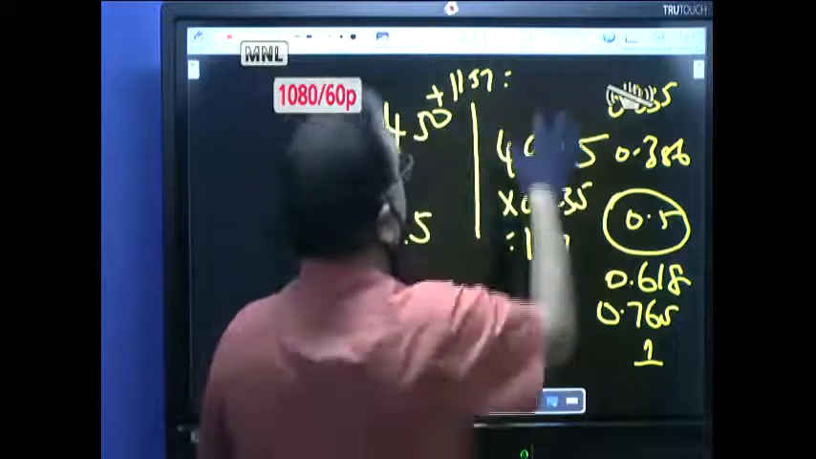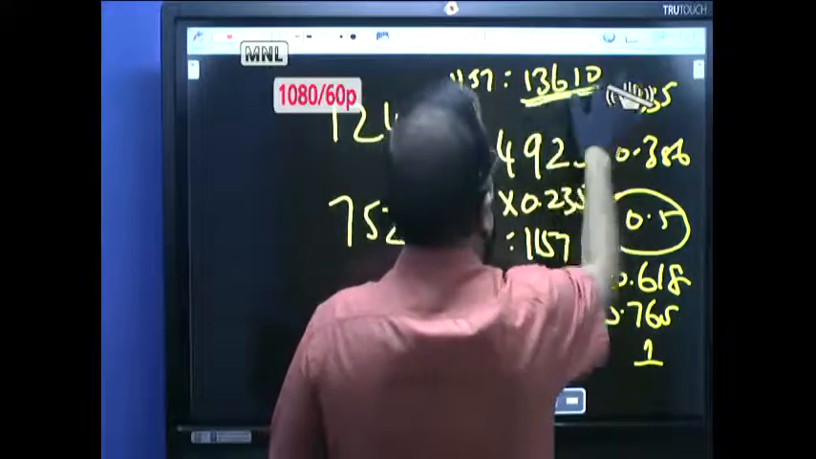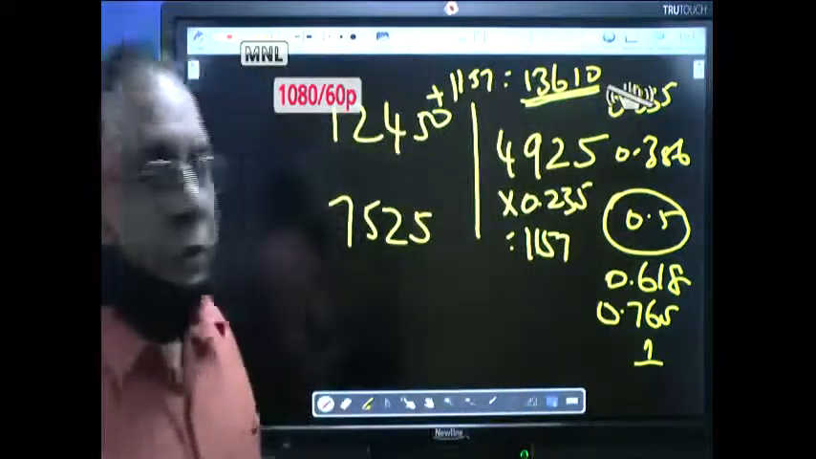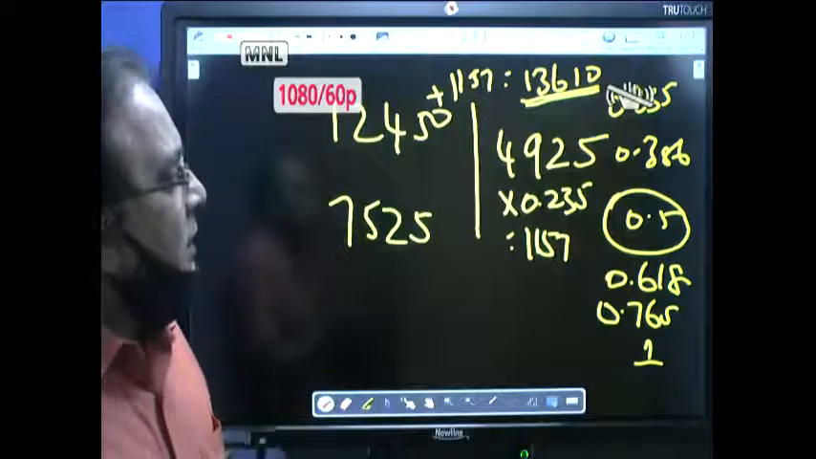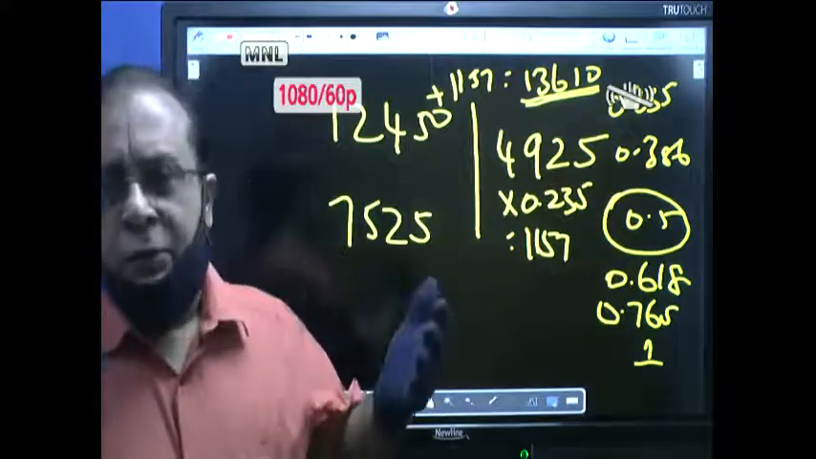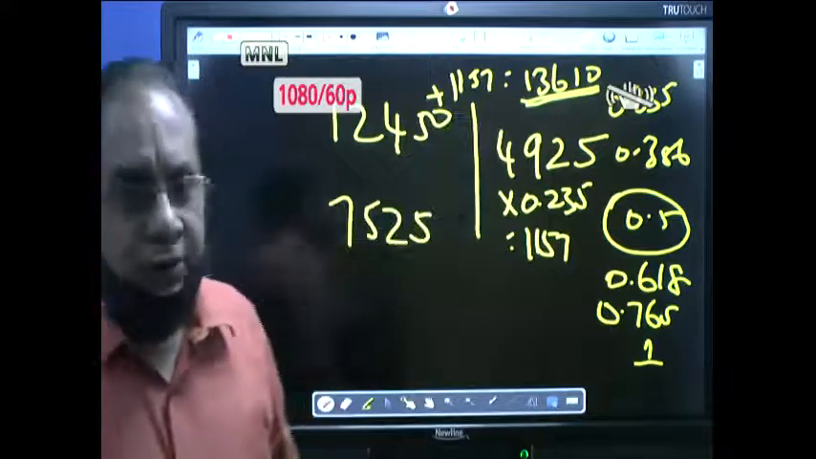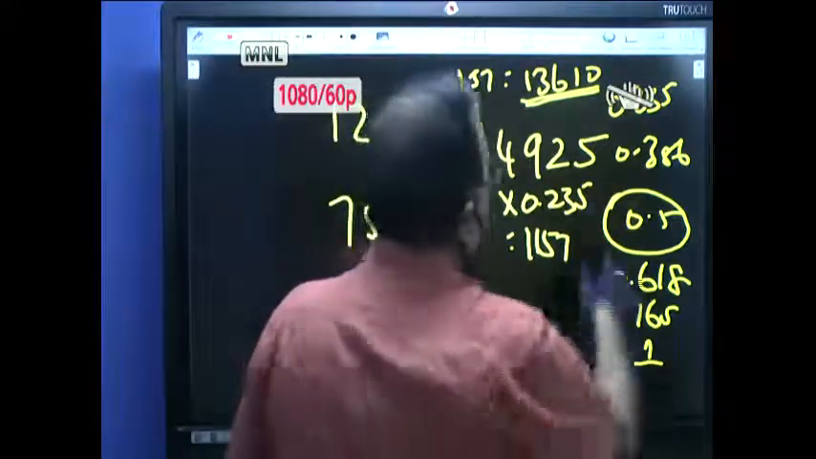That comes to 13,610. So this is one important resistance area when the market started to rally. We have also seen that once a resistance is broken, that itself becomes a support. So keep in mind 13,610. Then the second thing is 0.386.